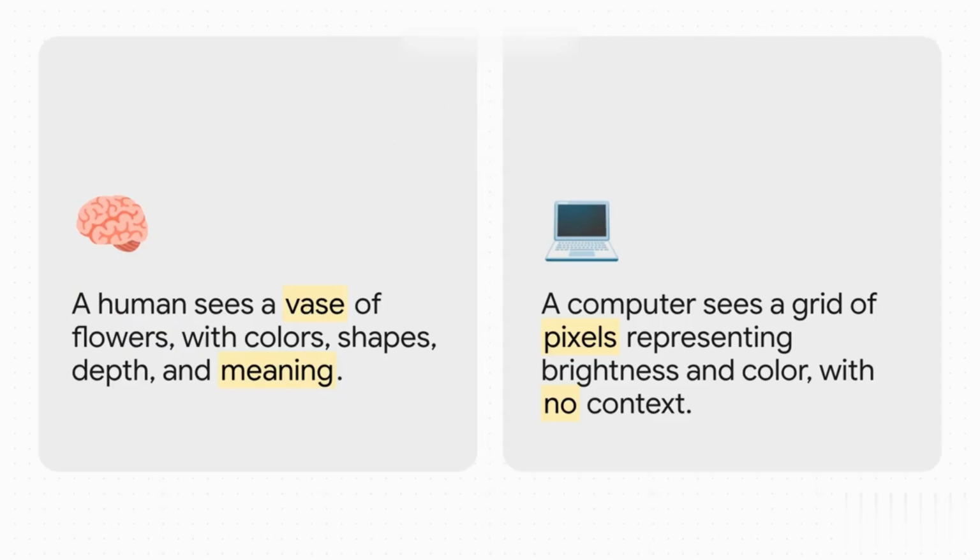And this is where things get really interesting. We see a vase of flowers. A computer, it sees a giant grid of numbers. Pixels, that's it. Each number just represents a value for brightness and color. There's no built-in idea of flower or vase or pretty. It's just raw, meaningless data, and that gap right there is the fundamental challenge we have to solve.